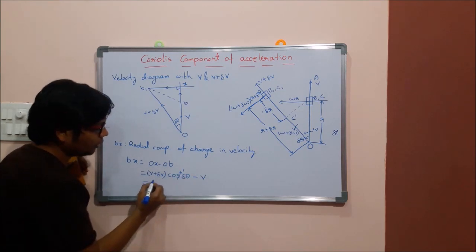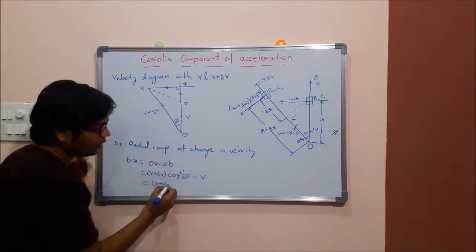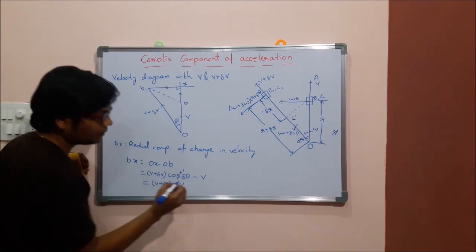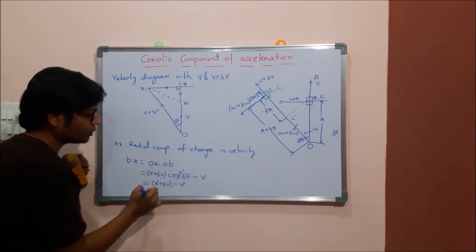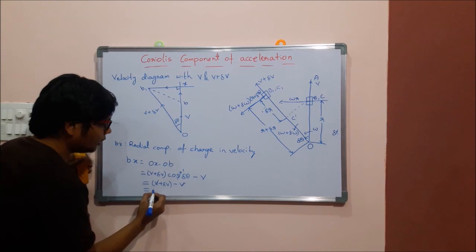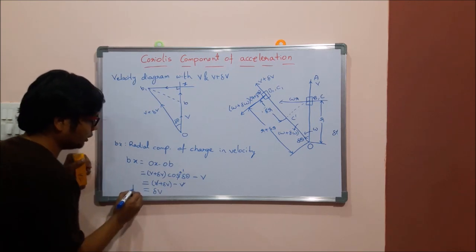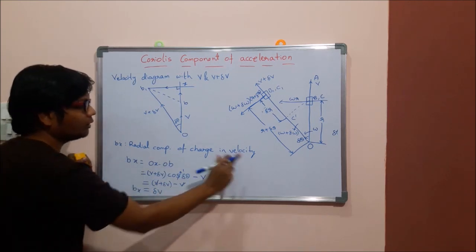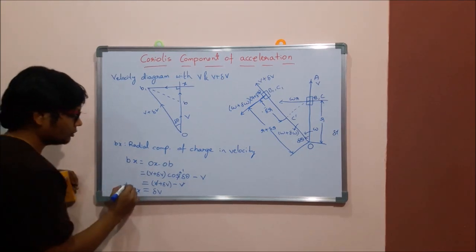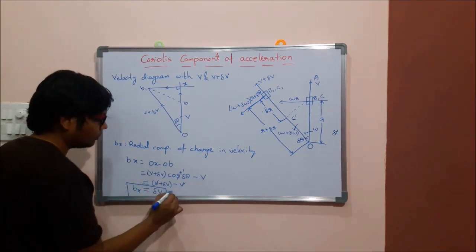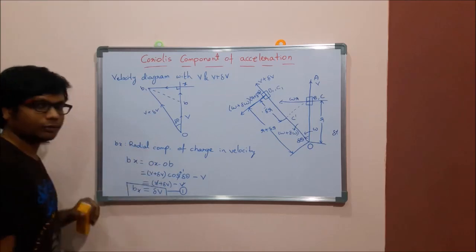Okay, so now try to write v plus delta v minus v. So negative v, positive v will be getting cancelled, and here we will be getting only delta v, that is bx, which is the radial component of change in velocity. So now try to assume this equation as 1.